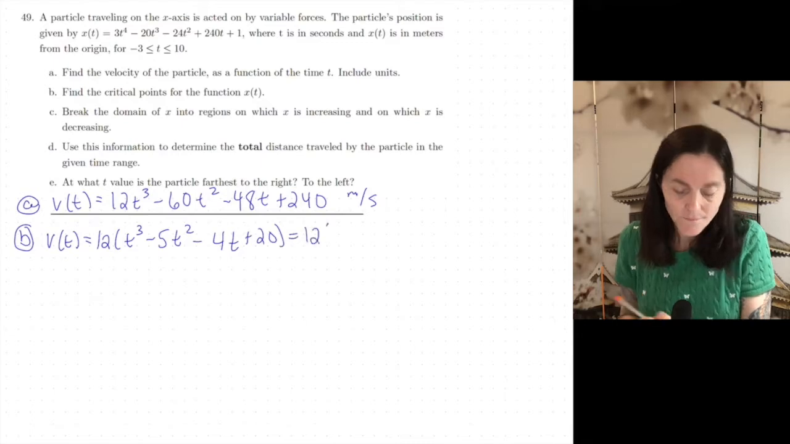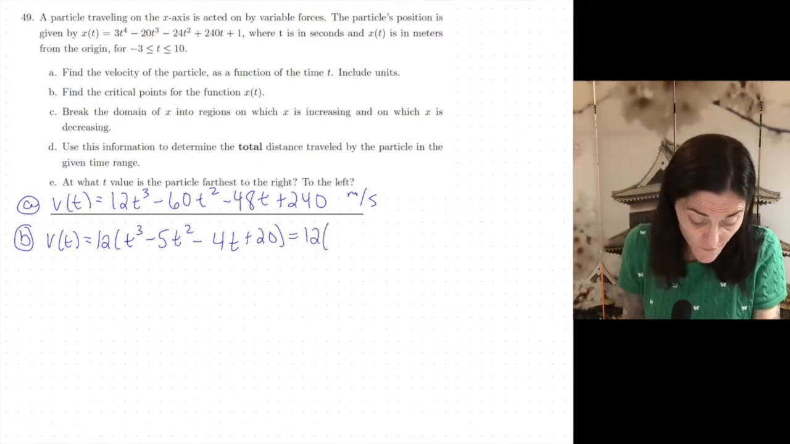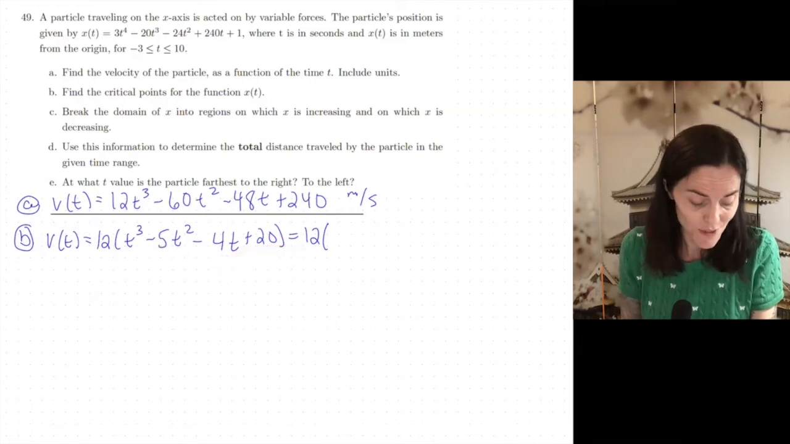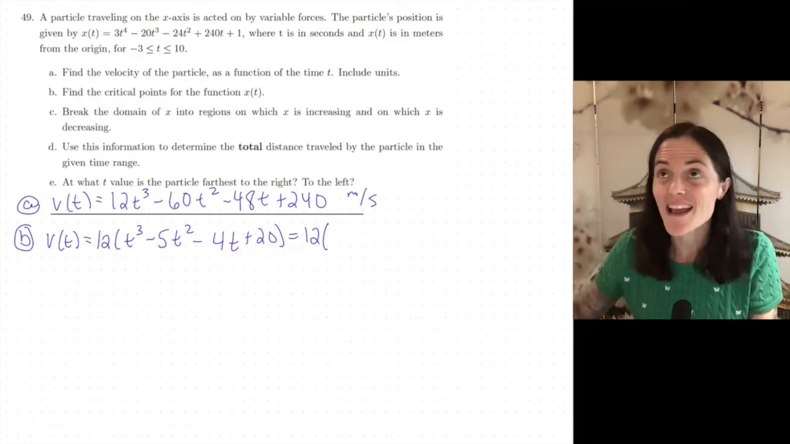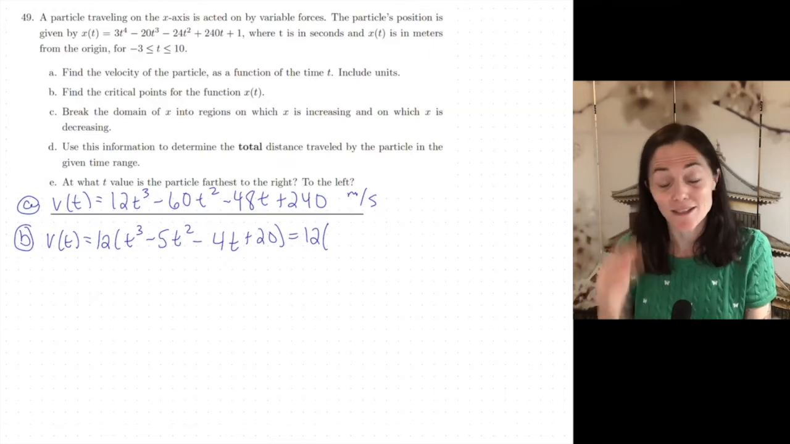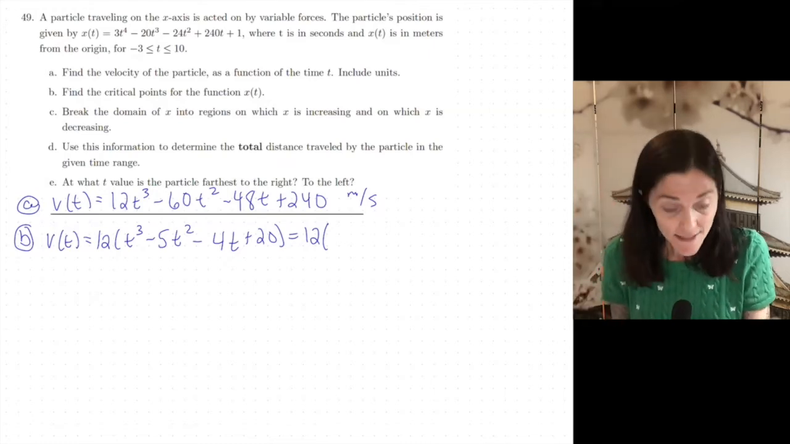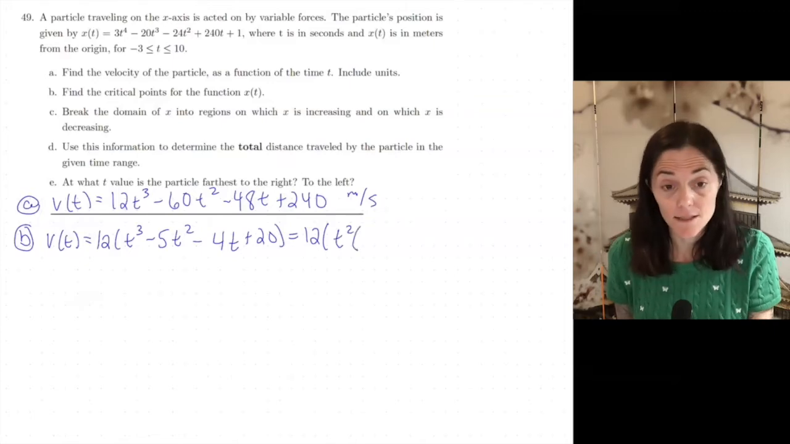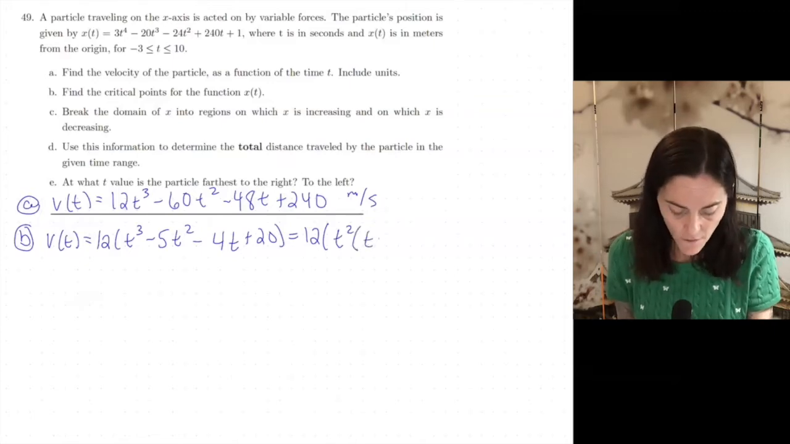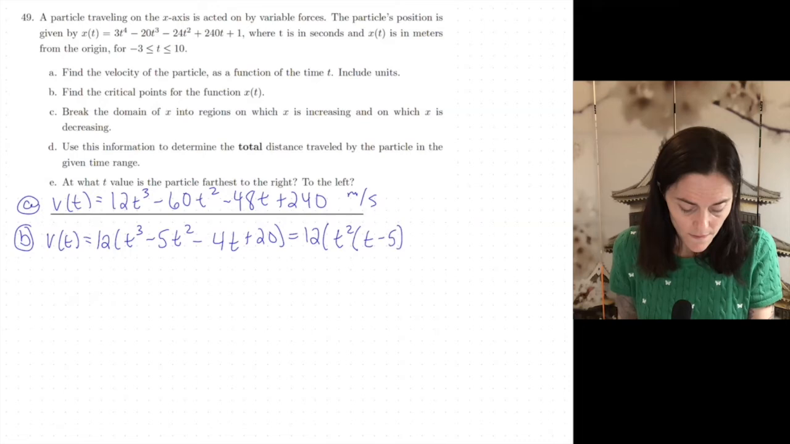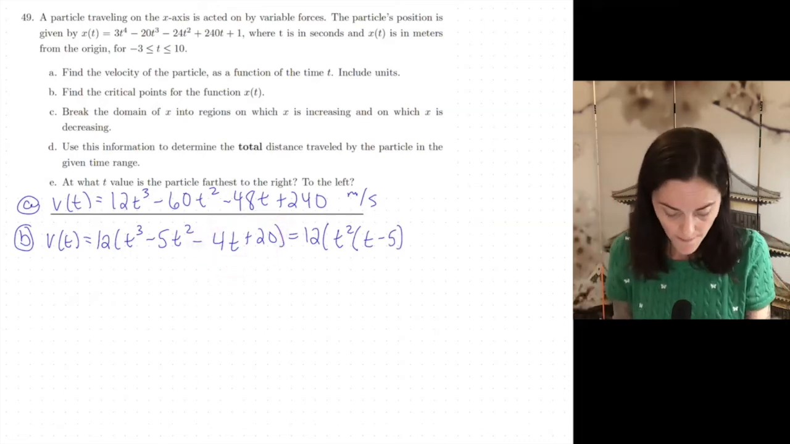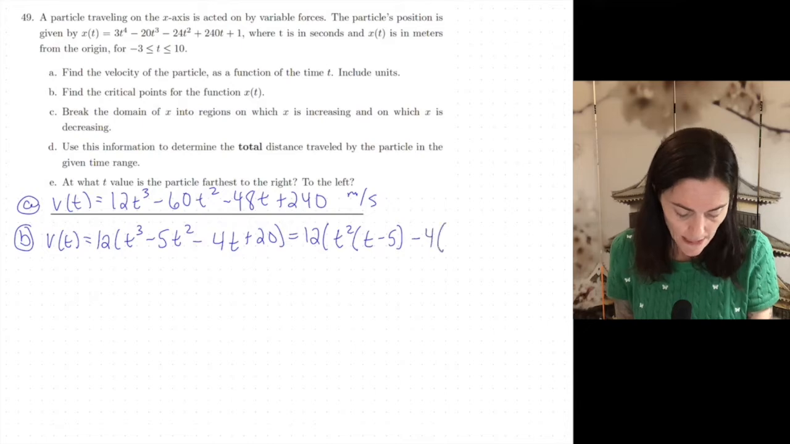Now, let me just take these first two terms and factor out what's in common, and then I'll take the second two terms and factor out what's in common. This might seem strange, but we will see it leads us to the right answer. So I can factor out here a t squared, and then I get t minus 5. Now, these two, let me just factor out a minus 4, and I get t minus 5.